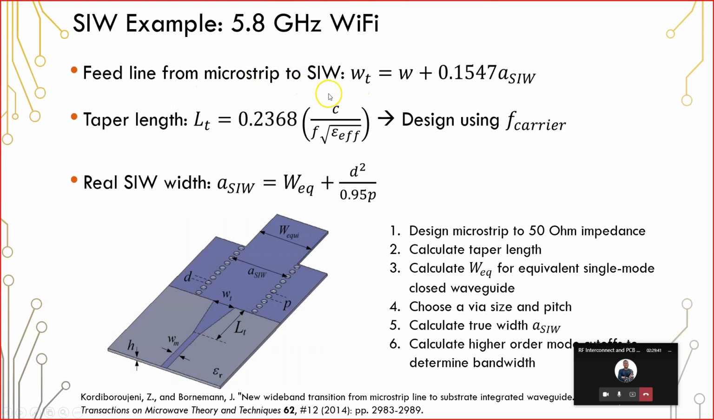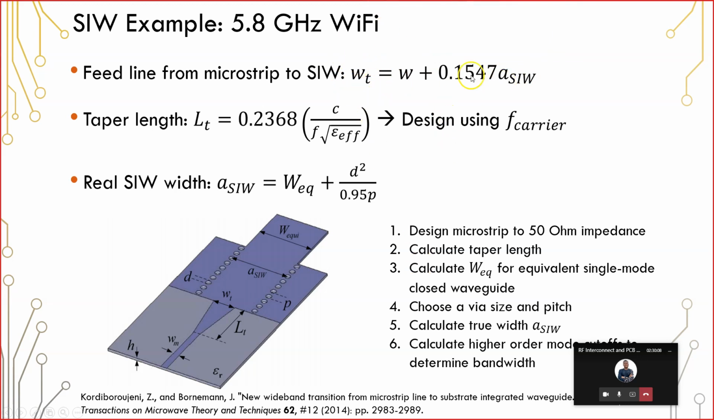Then we also have the feed line. The feed line width here at the taper end also depends on the width of your microstrip line. So remember, the microstrip line is sized to 50 ohms. So it hits a 50 ohm impedance, and whatever that width is, you plug it in here. And then the width of the substrate integrated waveguide is used to match this taper width.